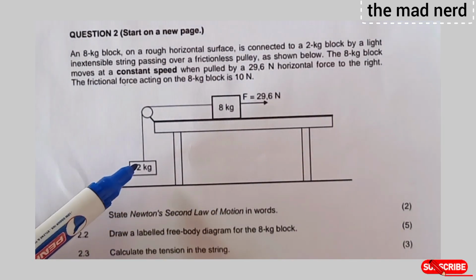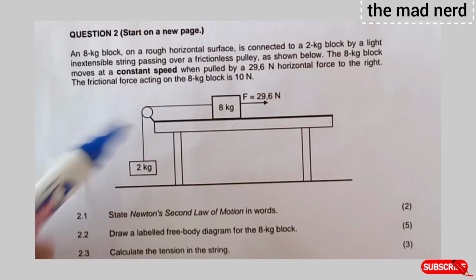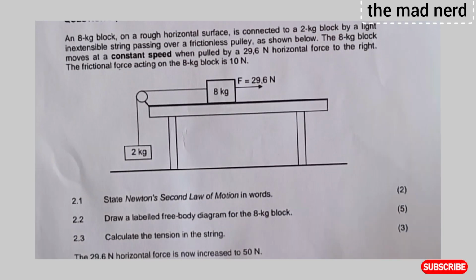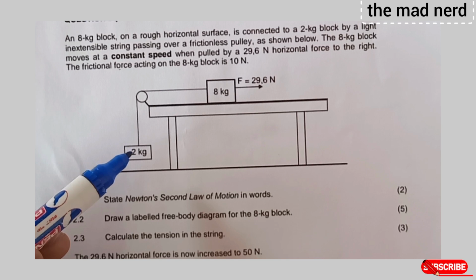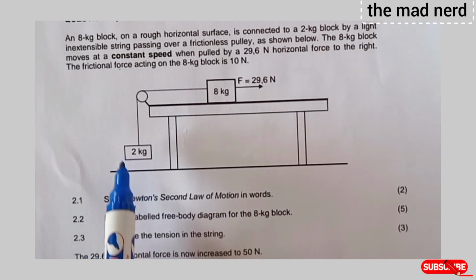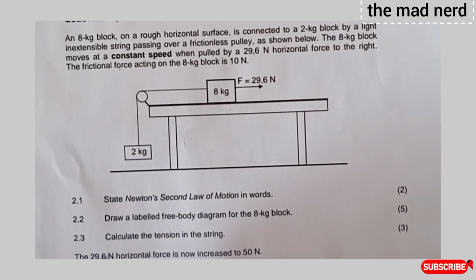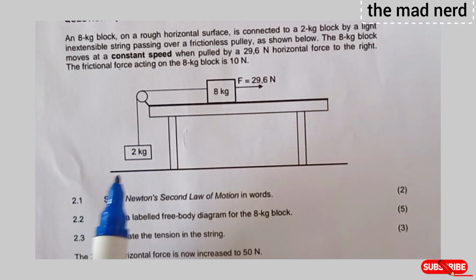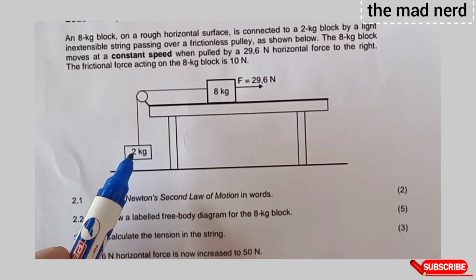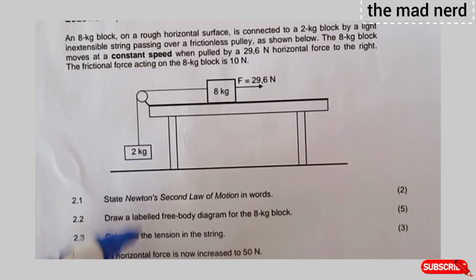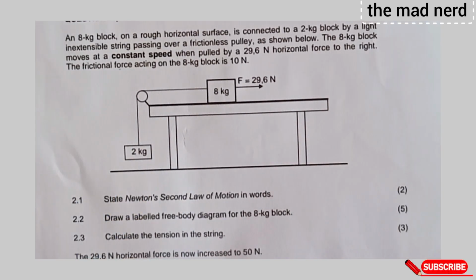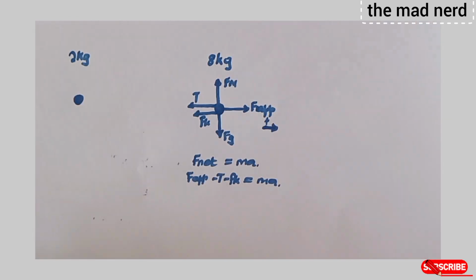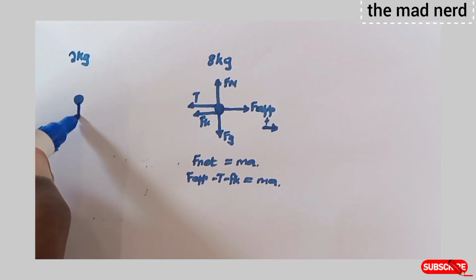And then now let's look at the 2 kg block over here. We know that this one has the tension. The block is not on the surface. It's connected only on the frictionless pulley, so it means that we don't have a normal force, but we have the gravitational force that is pulling the object downward. So we have two forces there, that is Fg and the tension.